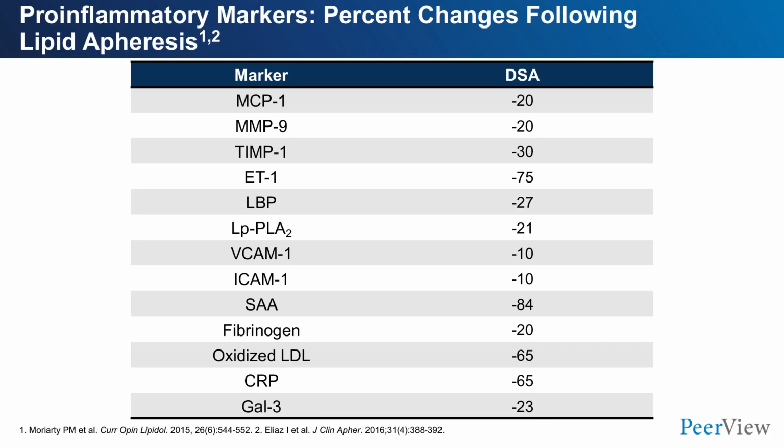And talking about inflammatory markers regarding lipid apheresis, you can see an endless amount of these markers, CRP, fibrinogen, and so forth, being dramatically reduced, oxidized LDL with lipid apheresis. So there's a vast vascular benefit associated with apheresis besides just lowering an LDL or an Lp(a).